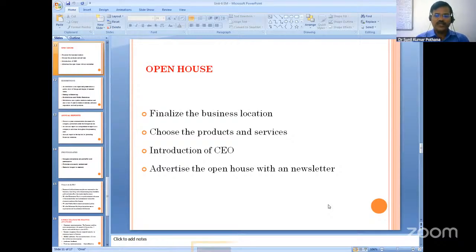Generally, open houses are introduced by the CEO who starts the open house, and he explains about their products and their services for the public, customers, all those. And it is also one kind of advertisement. Instead of giving an advertisement in the newspapers or television or radio or social media, they conduct an open house. So it gives more information about their services and products.